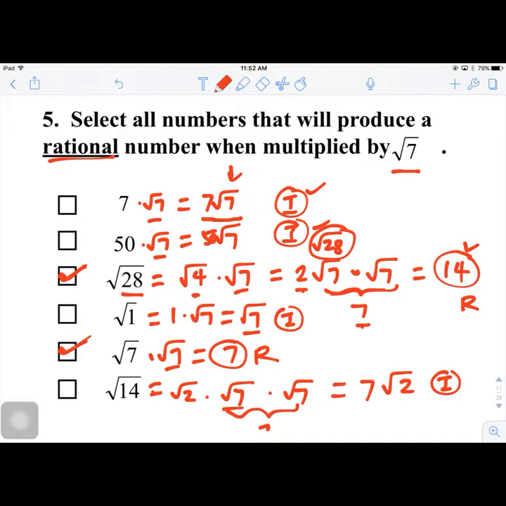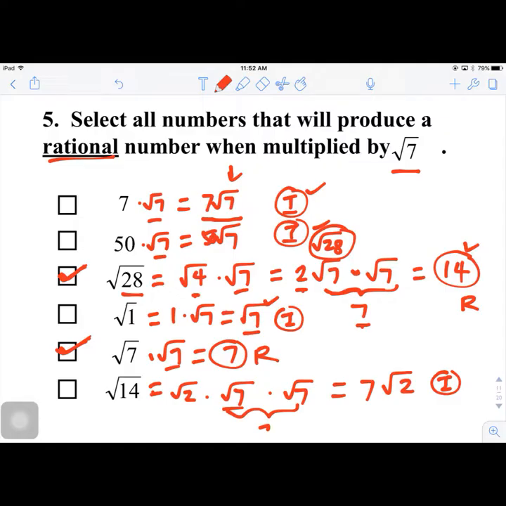And next one, radical 1 is actually equal to 1. 1 times radical 7 gives us a radical 7. That will be irrational, so we're not going to check off the box. Next one, radical 7 times radical 7 will give us 7. That will be a rational number, so we're going to check off the box.